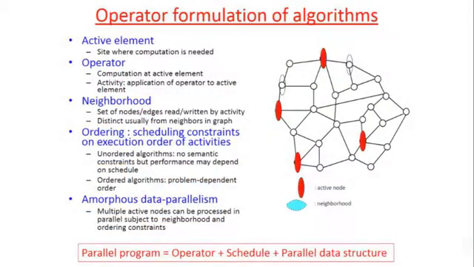Here is our data-centric view of parallelism. It has several components. The first is what we call an active element. If we're going to think about parallelism from a data perspective, the question is, where do you need to do computation? I've marked that in red on this graph. In DMR, where you need to do computation is a bad triangle. In SSSP, it's a node whose distance label you've changed. So it's an algorithm-dependent property, but it's a general notion of where we should actually do computation.